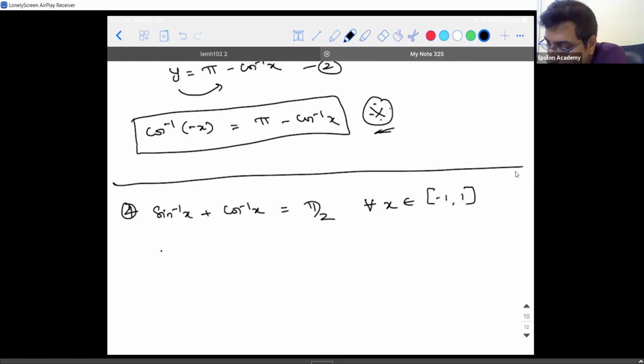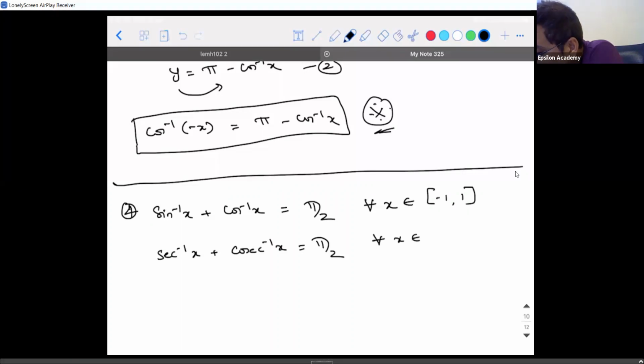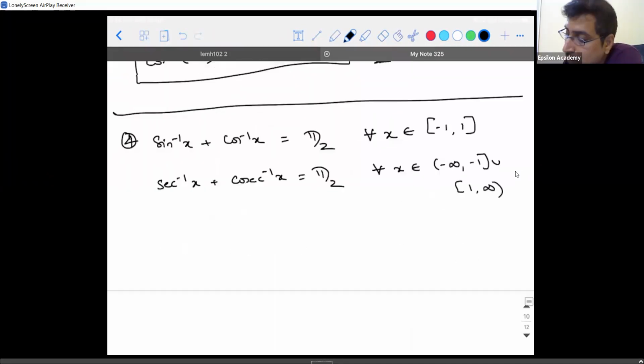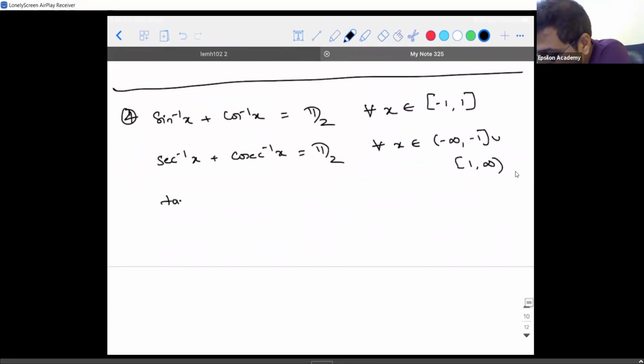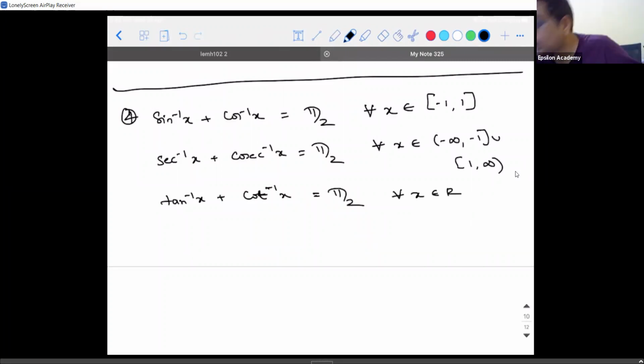Similarly, secant inverse of x should be added with which inverse trigonometric function to get pi by 2? With cosecant inverse x. That is, it's complementary. For all values of x that belongs to -infinity to -1 union 1 to infinity. Next, tan inverse of x plus cot inverse of x will be equal to pi by 2, for all values of x that belongs to R.